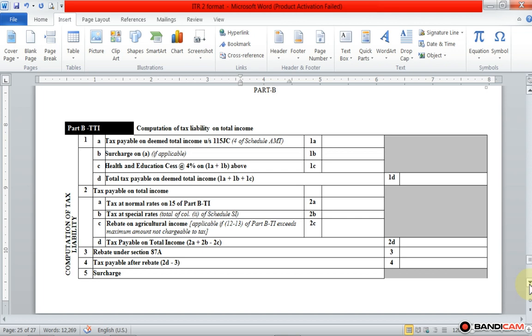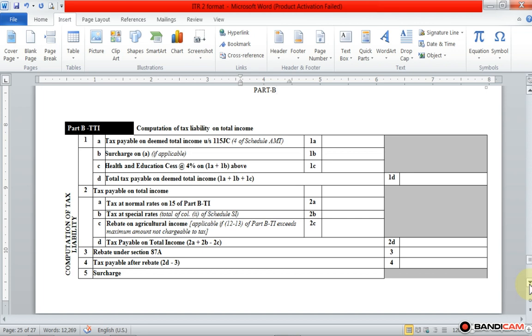Just put the figures which we computed in our Schedule S, Schedule O, PHP, Schedule CG, and Schedule OS. No other calculation is added here. Just put the figures which we computed in part A, Schedule O, Schedule S, Schedule CG. Then part B TTI includes computation of tax liability on the total income of the assessee.